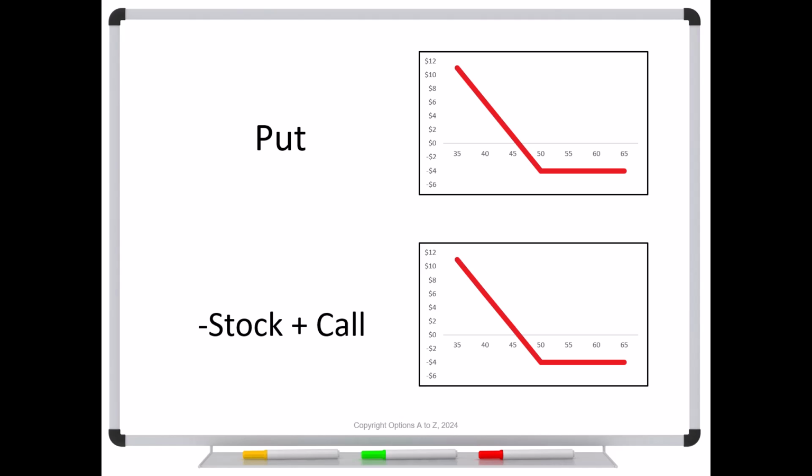So for now, I hope that helps to understand a little bit more about the put-call parity formula. It's a really powerful way to understand your synthetics, and when you understand synthetics, it'll help you to find hedges and morphs in the markets that you might not otherwise see.